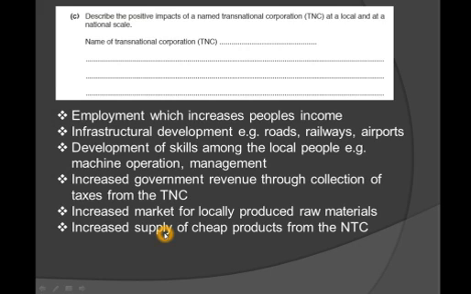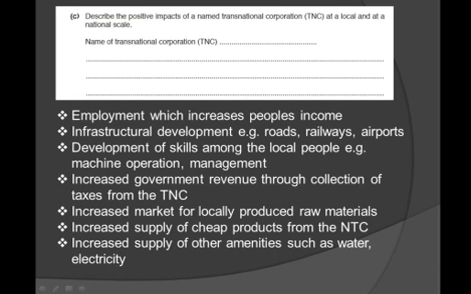Increased supply of cheap products from the NTC. So if Nike is operating in Indonesia, it is able to sell the t-shirts and the shoes at relatively low prices because they have not involved any transport cost. So they would sell them at cheaper prices, and this is to the advantage of the local people.